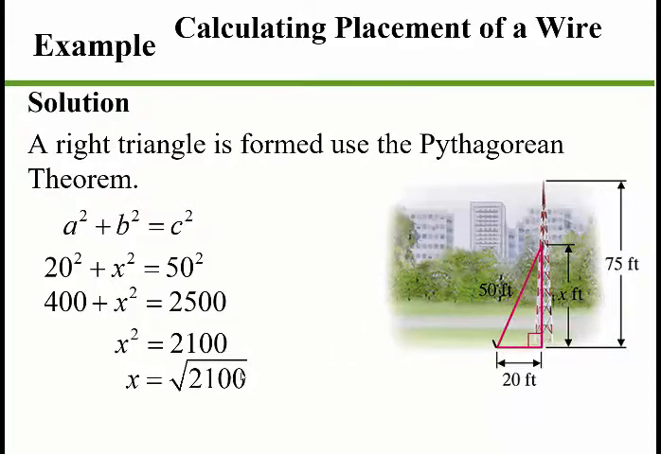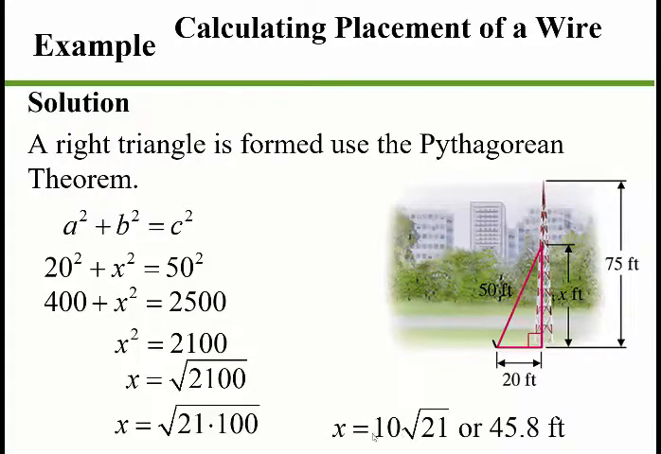Now you just have to simplify this a little bit. I'm going to write this as 21 times 100. Well, I know 100 is 10 squared, so that comes out as 10. So this is the exact solution: x is equal to 10 times the square root of 21. Or if you plug 10 times the square root of 21 into your calculator, you will get 45.8. So that's how high this wire will go up onto the tower.